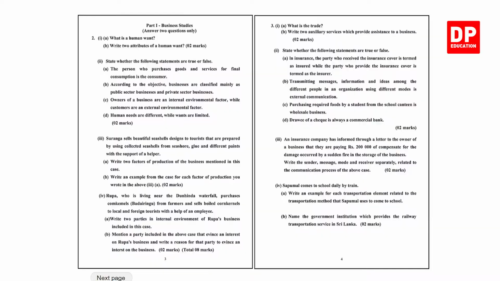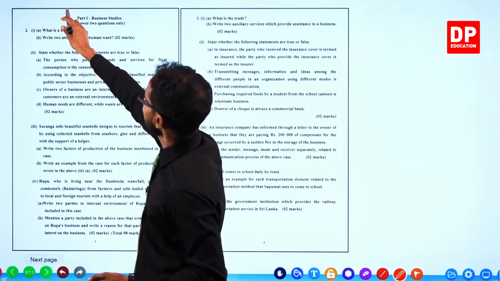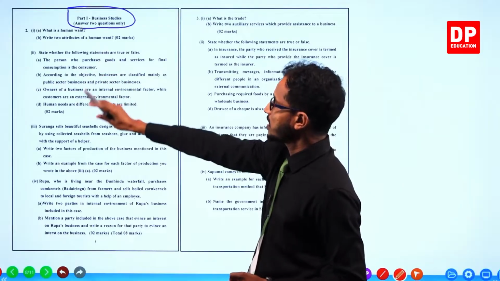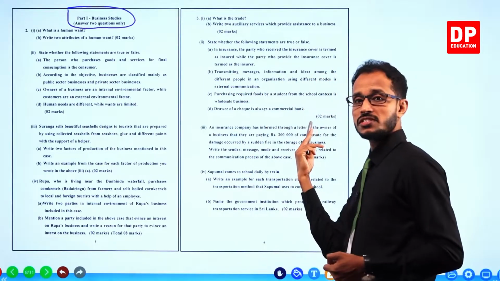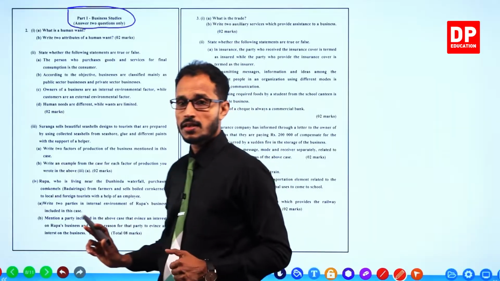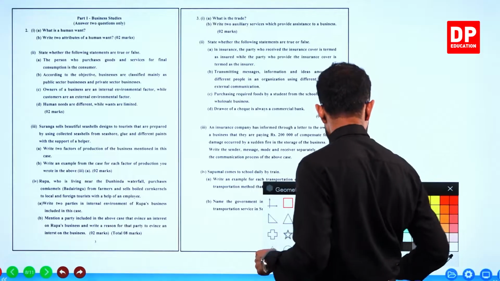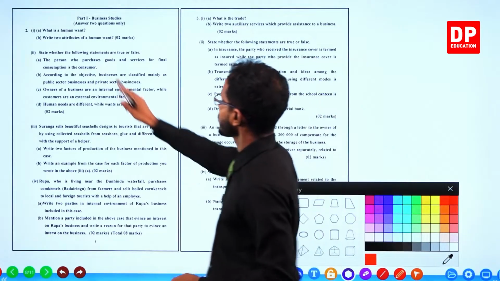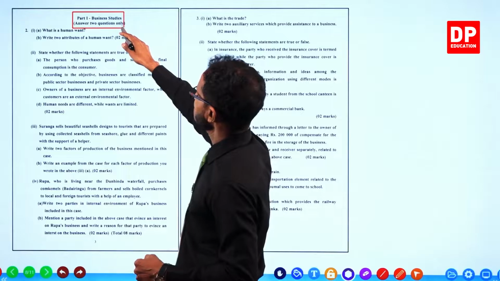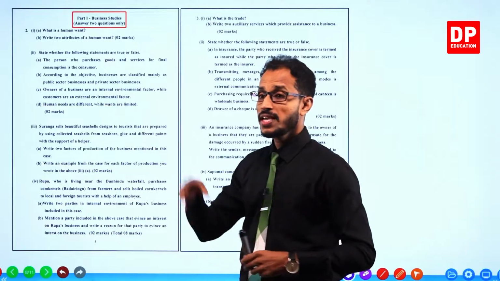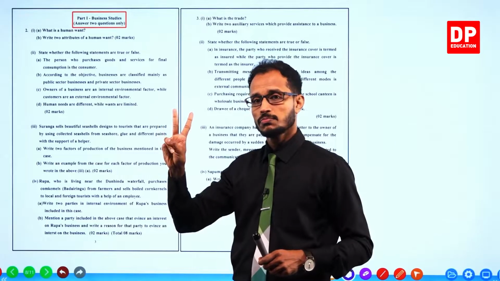Right, moving on. Second question onwards is given under part 1, the business studies part. Second, third, and fourth questions are under business studies part. That's part 1 of the paper, the business studies part. You have second question, third question and fourth question. 3 questions. Out of 3, you must select 2. Answer 2 only.